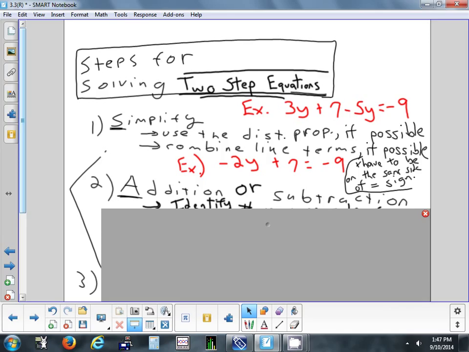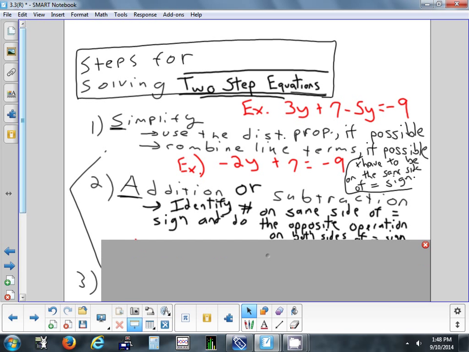Now, for the next part, it's either going to be addition or subtraction, one or the other. Just like we've done the other ones, we're going to identify the number on the same side of the equal sign as the variable, and do the opposite operation on both sides of the equal sign.